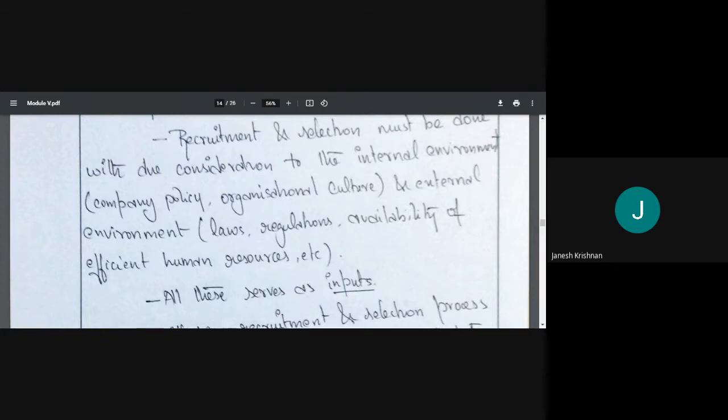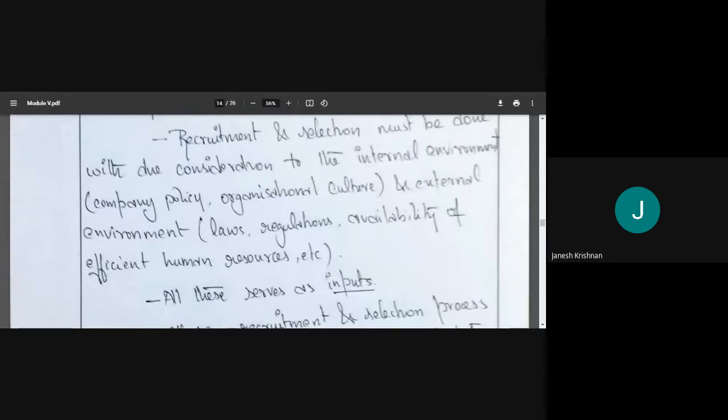We might have seen that in certain countries small children work in factories, but in our country it's illegal. We cannot permit that. You cannot expect small children to work in a factory. So that has to be considered. All these factors are input.